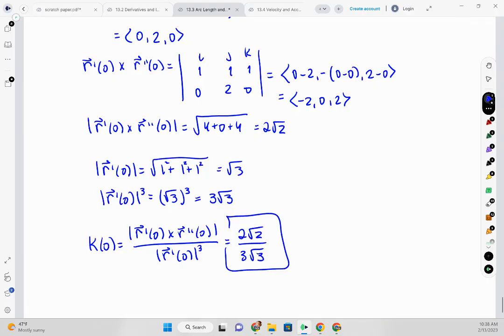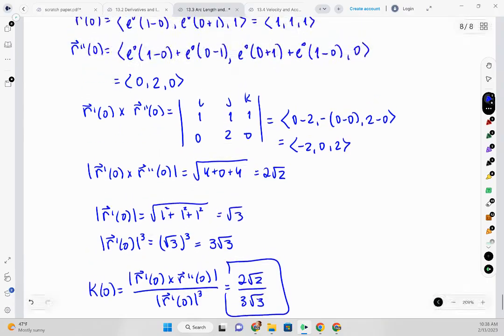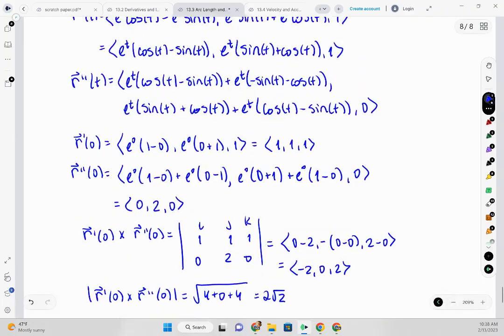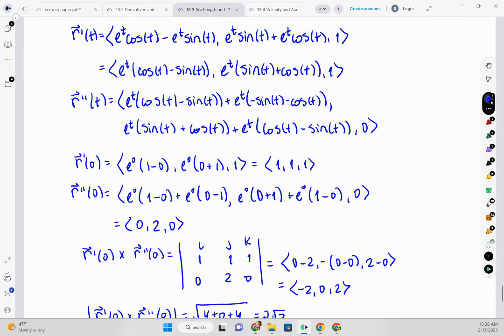This last example was really to stress to you how, even though this was a lengthy problem, I did make things easier on myself by very quickly evaluating my derivatives and not trying to find magnitudes or cross products with them. That would just be insane. So keep that in mind as you do your homework. And if you have any questions at all, please reach out.